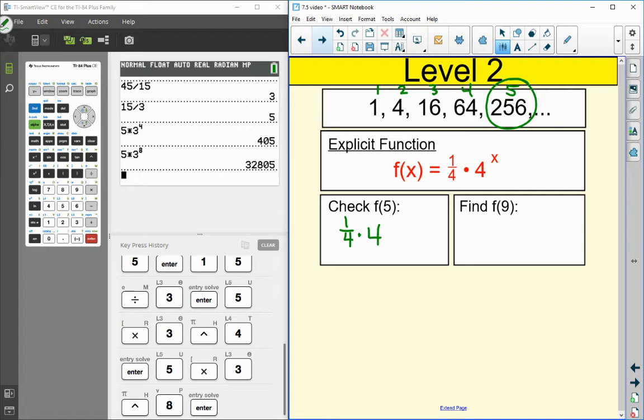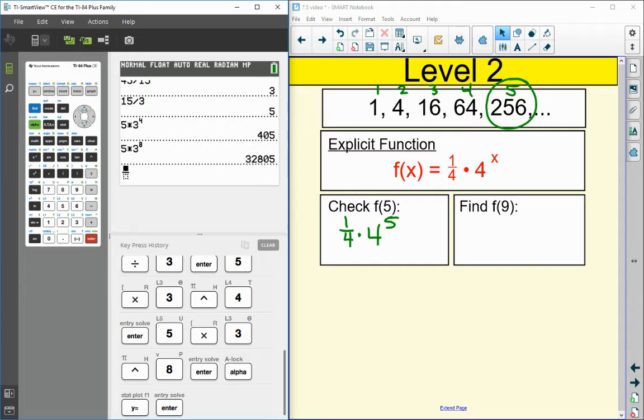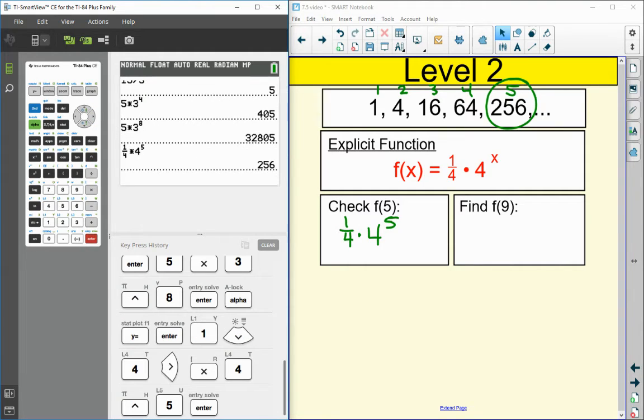1/4 times 4 to the 5th power. Okay, so here I go. Once again, you can use 1/4. You can type it in as 0.25 if you knew that. You can do 1 divided by 4, but I'm just going to use my fraction method because I have one. Some calculators do, some are harder to figure out. 1/4 times 4 to the power of 5. Make sure you do to the power of, it's not just timesing by 5. And I did get 256, so that means that my formula is good.